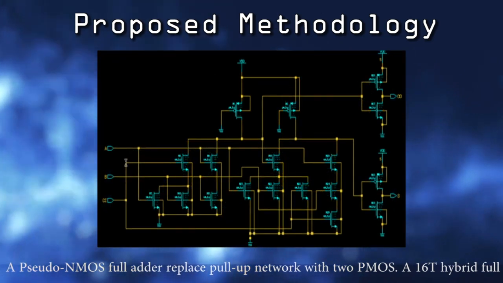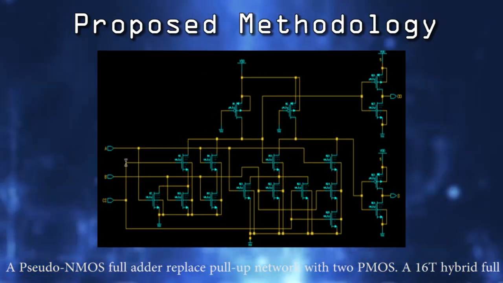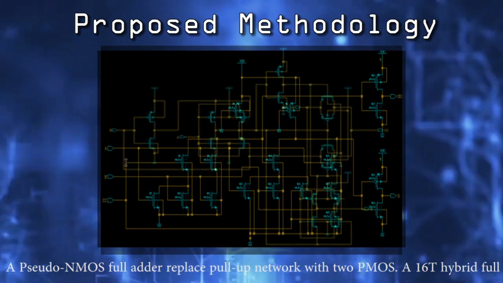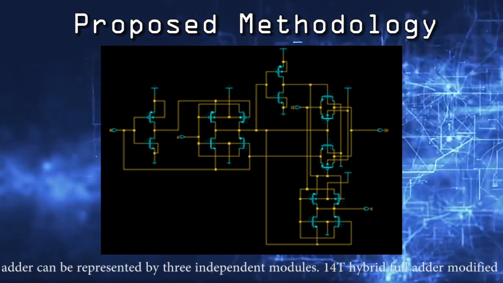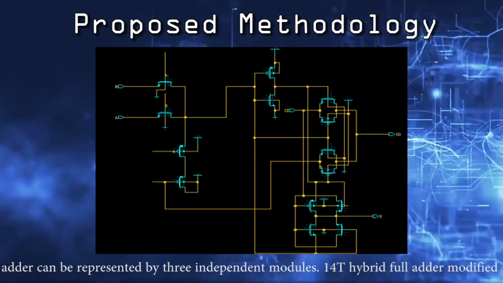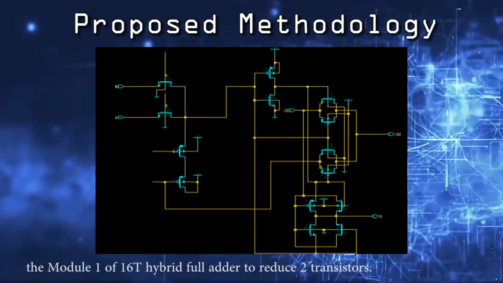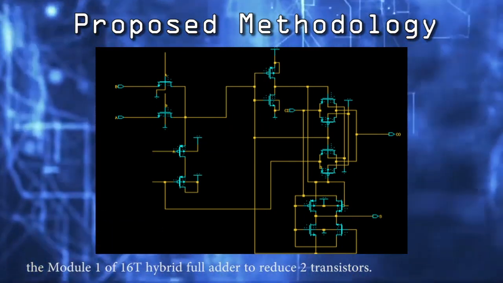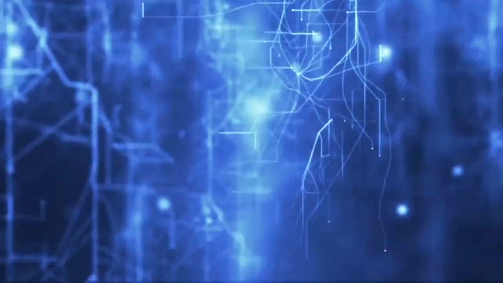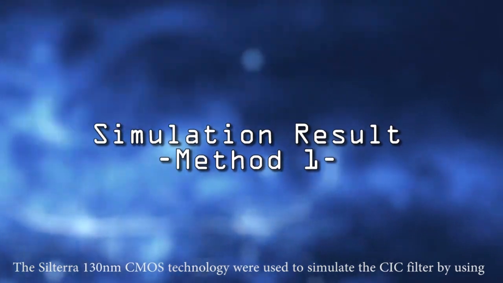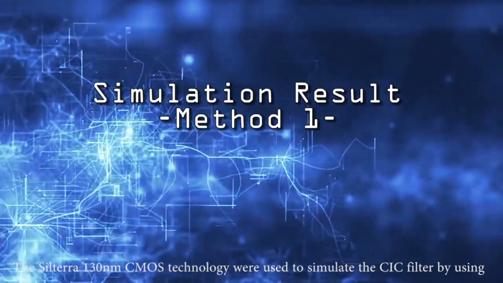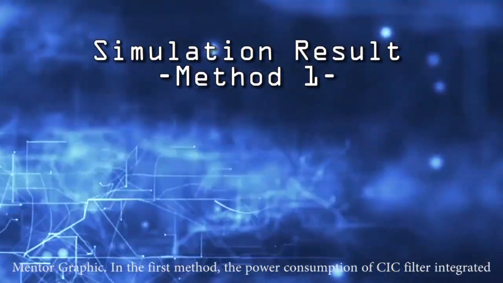A pseudo-NMOS full adder replaced the pull-up network with 2 PMOS. A 16T hybrid full adder can be represented by 3 independent modules. The 14T hybrid full adder modified module 1 of the 16T hybrid full adder to reduce 2 transistors. The Silterra 130 nanometer CMOS technology was used to simulate the CIC filter using Mentor Graphics.